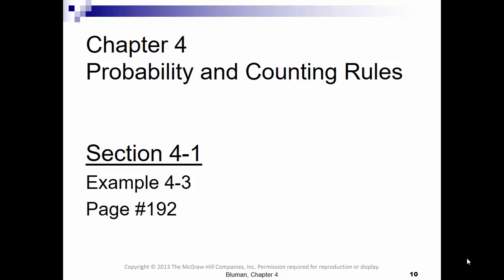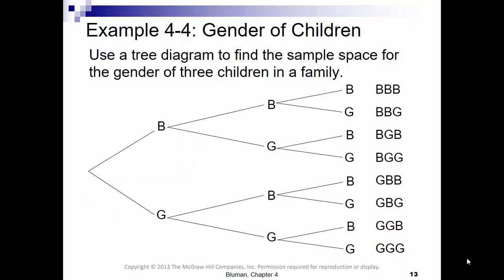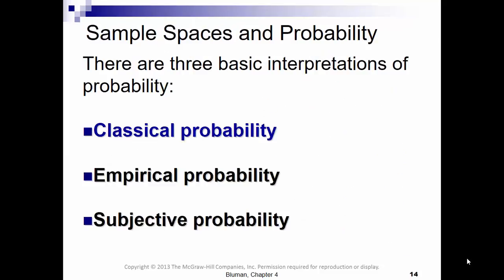You could make a table. You could just make a list. You could do a tree diagram, something like this. There's lots of different ways to decide how many are in the sample space. There's classical probability, which is successful outcomes over the total number of possible outcomes. Empirical probability, where you do an experiment. And then subjective probability is like the weather. We won't do much with that.